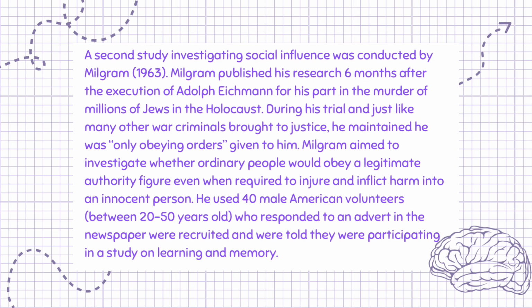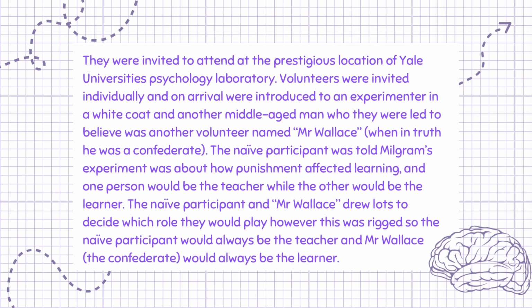He used 40 male American volunteers, between 20 and 50 years old, who responded to an advert in the newspaper, were recruited and were told they were participating in a study on learning and memory. They were invited to attend at the prestigious location of Yale University's psychology laboratory. Volunteers were invited individually and on arrival were introduced to an experimenter in a white coat and another middle-aged man who they were led to believe was another volunteer named Mr. Wallace, when in truth he was a confederate.